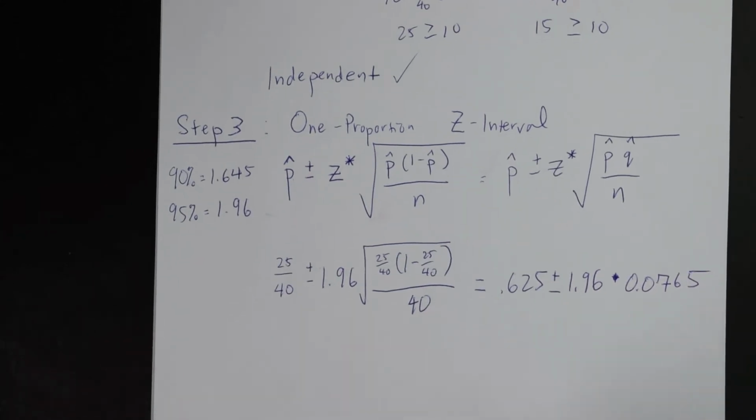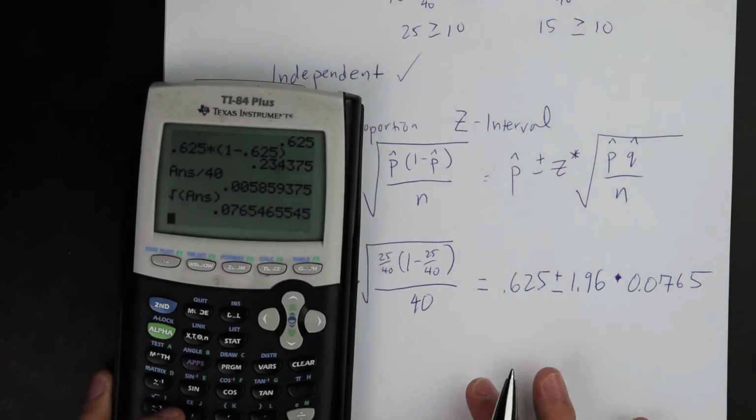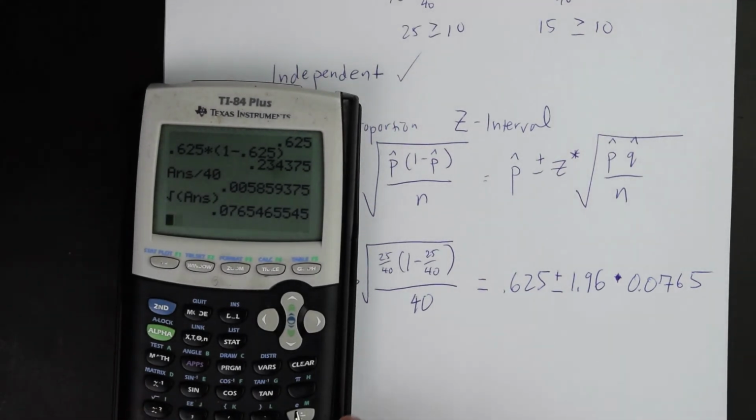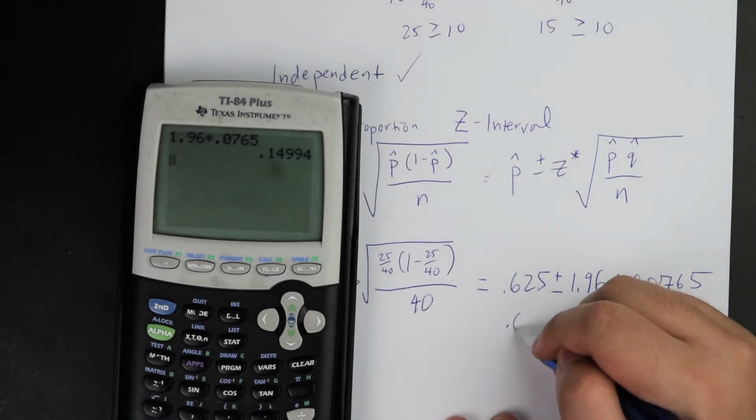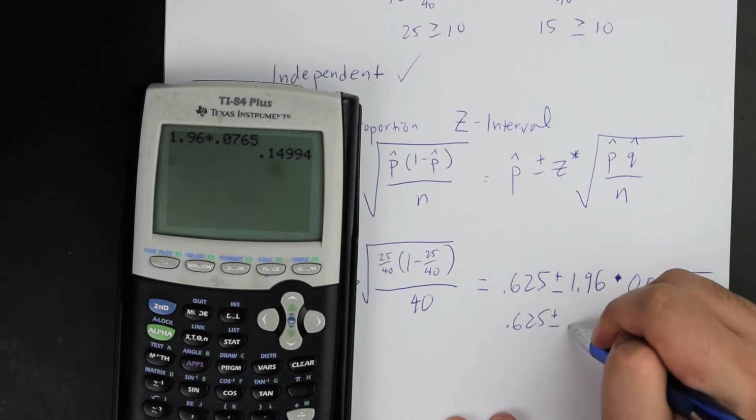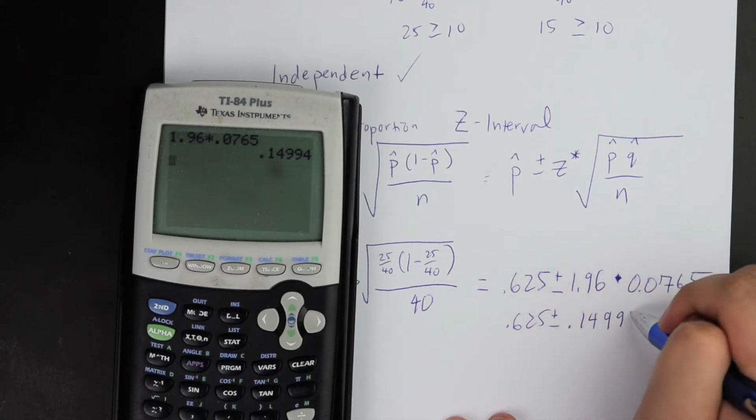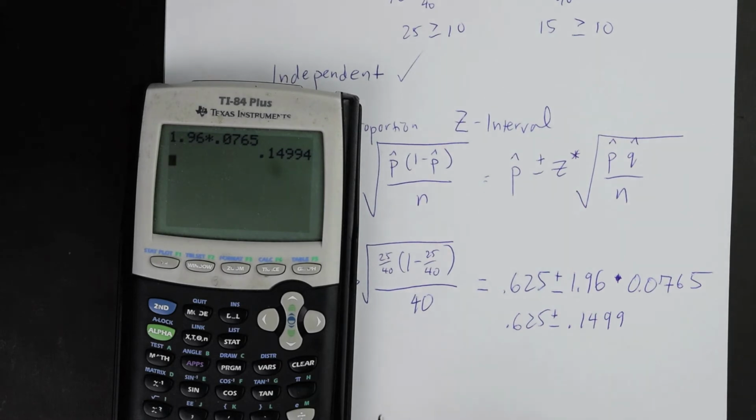Okay, now I'm going to clean up things a little bit, so with my handy dandy calculator, once again, I'm going to continue on and clear the screen just to help myself out and not get myself confused. 1.96 times 0.0765. Okay, so I get right here 0.625 plus or minus 0.1499. Okay, I'm going to stop there. And so I'm now going to create the interval that exists because the plus or minus lets me know that.